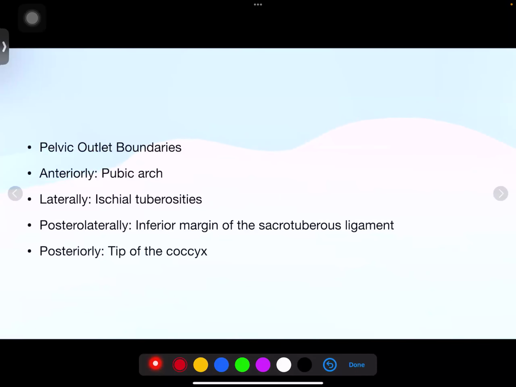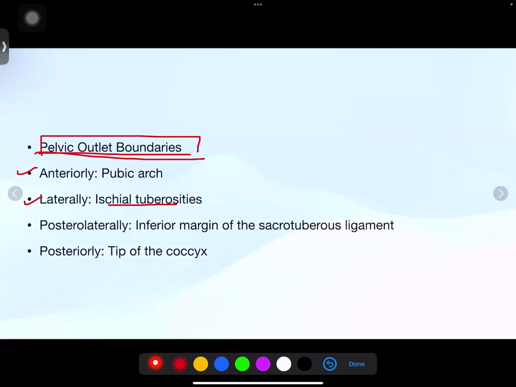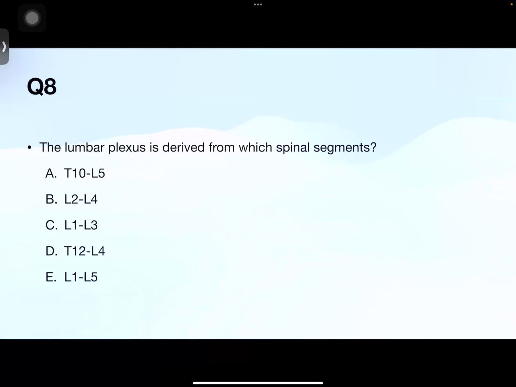So see the pelvic outlet boundaries, these are very important again. So anteriorly would be the pubic arch, and laterally the ischial tuberosities, and posterolaterally would be the sacrotuberous ligament, and posteriorly would be the tip of the coccyx. So these are the few structures of the pelvic outlet boundaries.